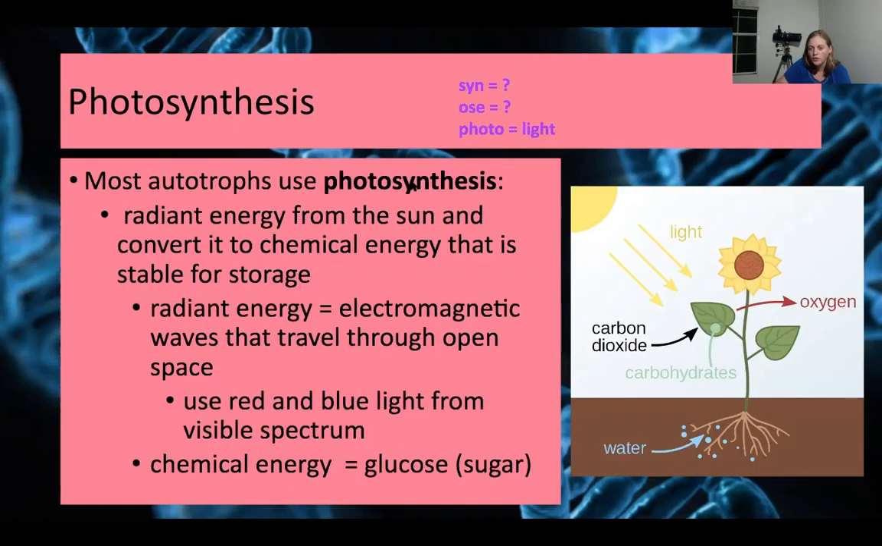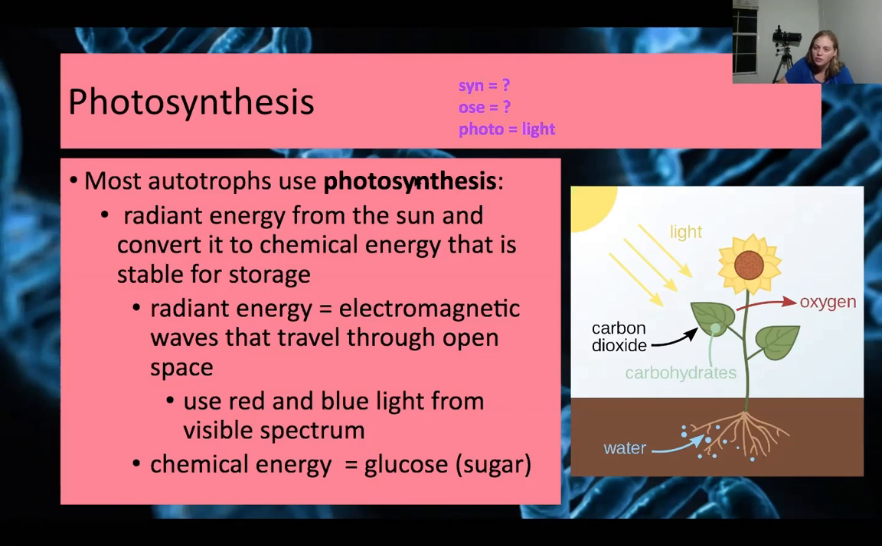Most autotrophs use the process of photosynthesis to get their energy. Photo means light and syn means together, so photosynthesis is using light to put something together. Now there are some examples of autotrophs that can use another process that we're going to talk about in just a few minutes, but most autotrophs, especially green plants, are going to use photosynthesis. And photosynthesis is taking radiant energy from the sun and turning it into a chemical compound called glucose that plants are able to store and use for energy later.